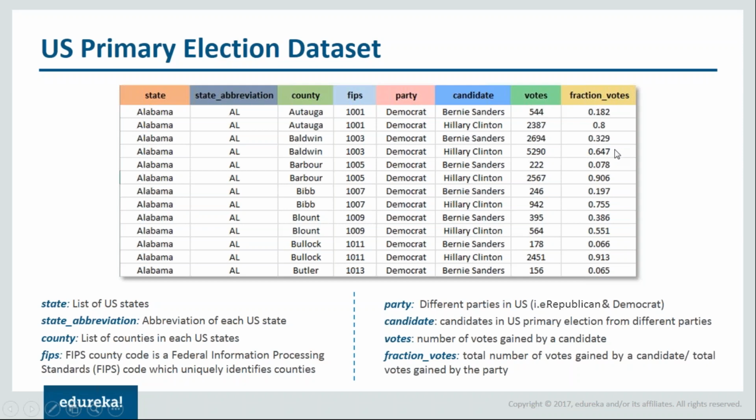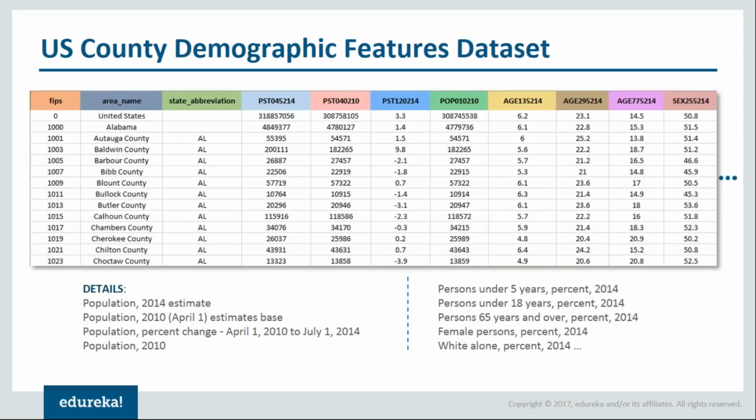Let us take a look at our second data set now. This is the US County Demographic Features dataset. The first field is again the FIPS, then the area name, Autauga County, Baldwin, and different other counties in Alabama and other states also. Then the state abbreviation, which here shows only Alabama. The fields that you see here are actually the different features. You won't know what they exactly contain because they're written in a coded form. But let me give you a few examples of what this dataset contains. I'm just showing you a few rows of the dataset, not the entire dataset.